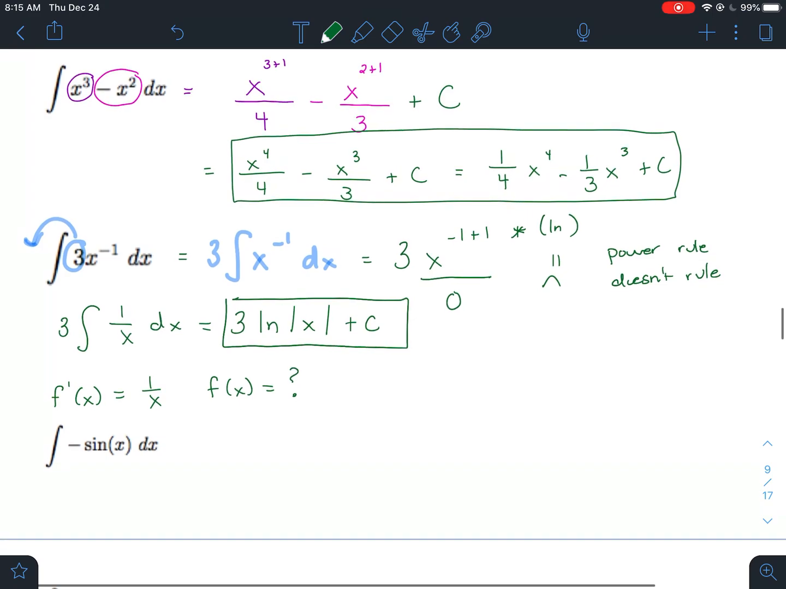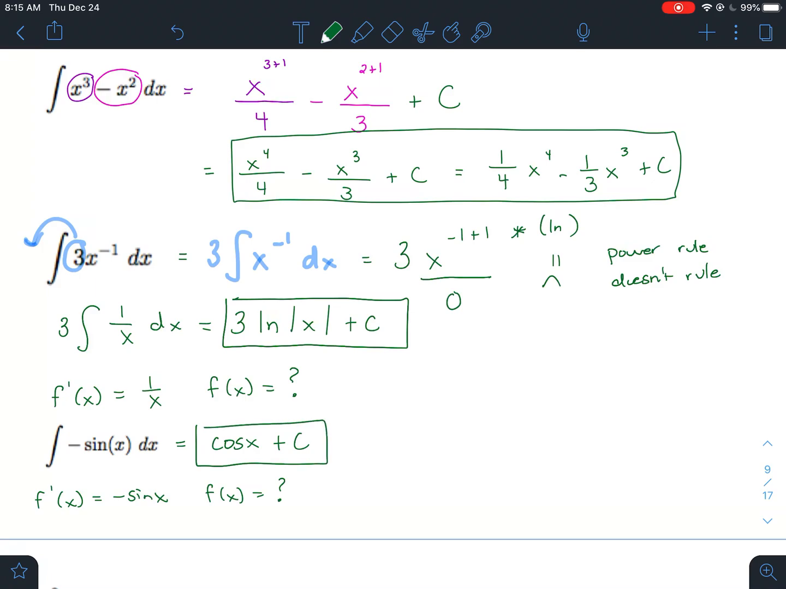All right. What if I have the integral of negative sine x dx? Okay, so I want to find the antiderivative of negative sine x. Whose derivative is negative sine x? Well, who do you take the derivative of to get negative sine x? You take the derivative of cosine x. So it's going to be cosine x plus c. And again, on all of these, don't forget to include that constant c.